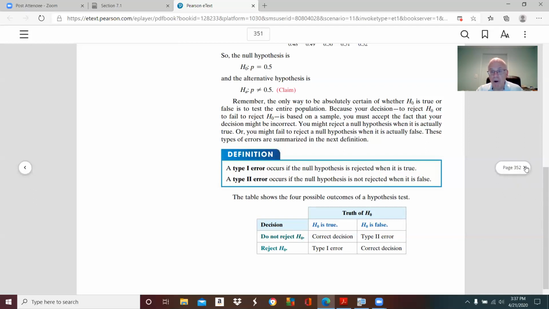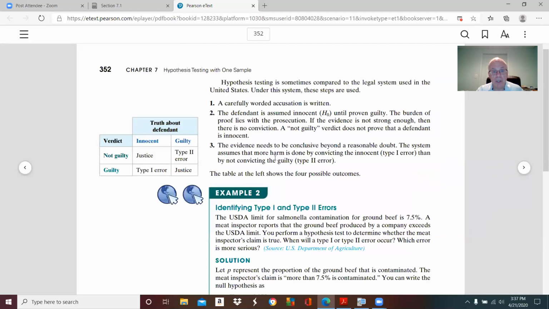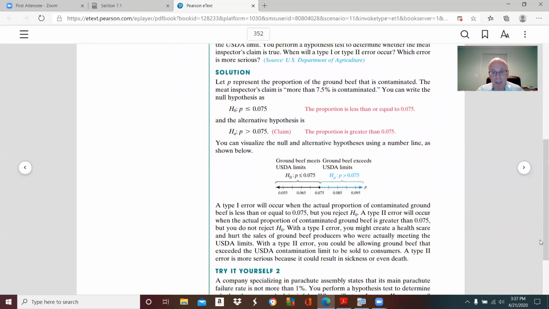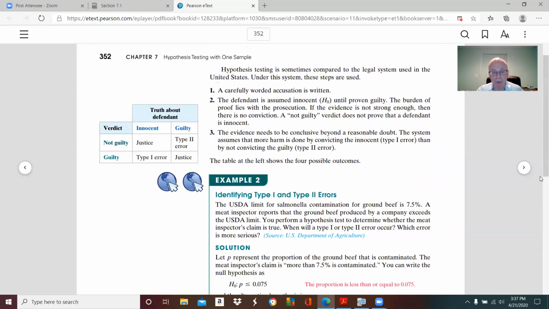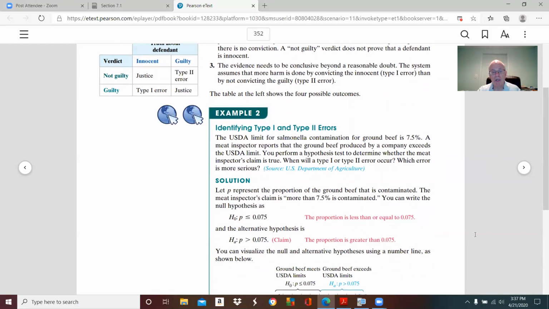Now, I think on the next page here is the example with the criminal trial. Actually, let's do a couple examples here, and then we'll talk about the probabilities of type 1 and type 2 errors. All right, so this is all about identifying type 1 and type 2 errors if we're given a word problem, a research problem. So here, the USDA.